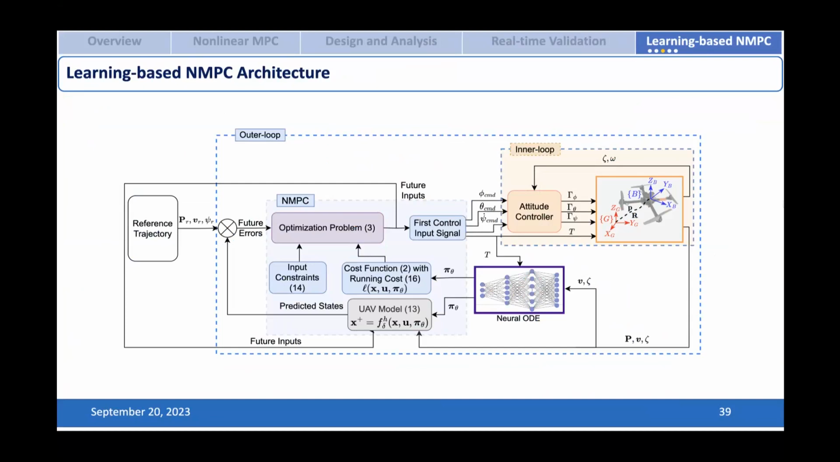Also we have the cost function that's also aware of the value of the model dynamics, and then we generate the first control signal, and we use this control signal with the feedback to do the next estimation of the model dynamics and apply it in the system.